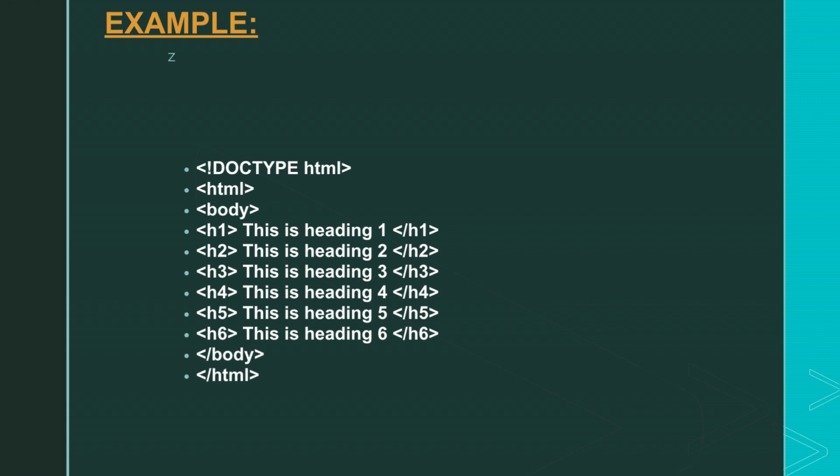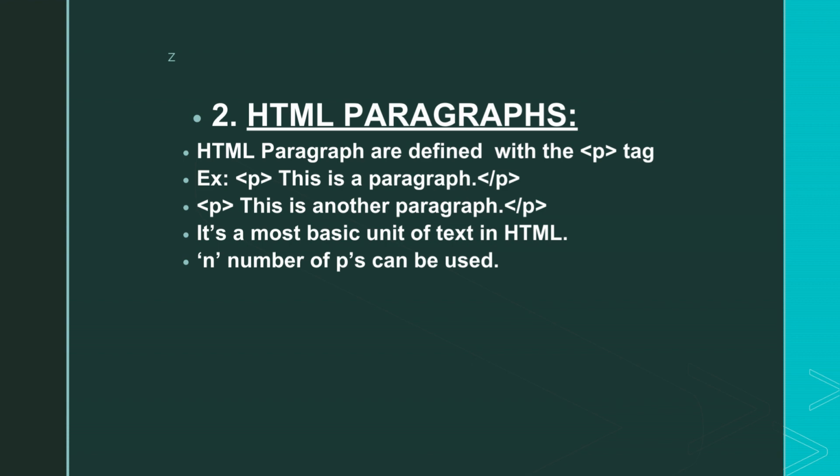Now we can see the example of headings. This is the document example as we discussed above. h1 is the topmost heading, then h6 is the least most heading, and the body and HTML are closed like that. Now we can see what is an HTML paragraph. HTML paragraphs are defined with the p tag. Example: p is the paragraph, which is displayed as a paragraph. This is another paragraph. It is the most basic unit of text in HTML. N number of p's can be used.